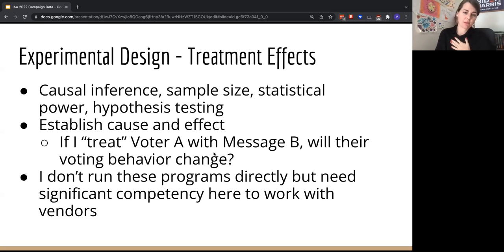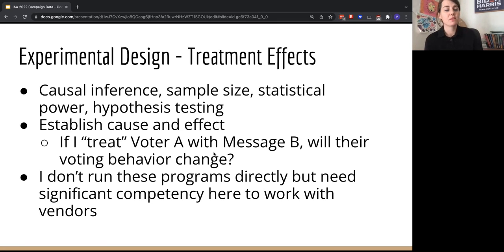I do not run these kind of programs. The DNC does not run these kind of programs internally. There are vendors who specialize in this. We don't have strategic advantage to run this kind of testing, but there are folks who have built their entire business model on doing exactly these things. And so we partner with them in those situations to provide tools to our campaigns that can support them in this work. But this is a place where I have to have significant competency, because I work with those vendors and I'm helping our campaigns make decisions about what makes sense. And I think any space where there is experimental design happening is a place where there's going to be a range in how well people are executing that experimental design and what that means about the output.